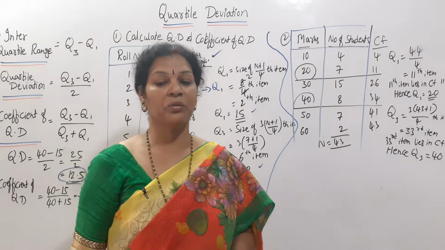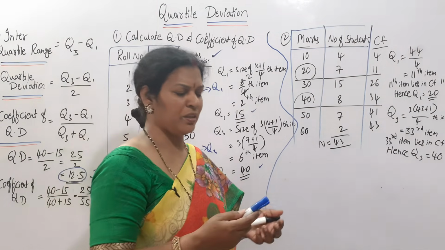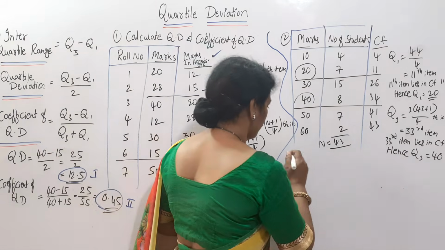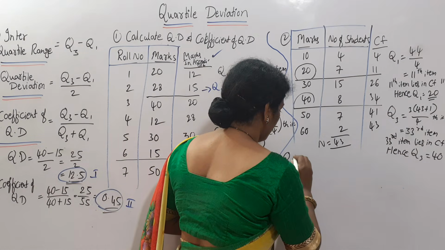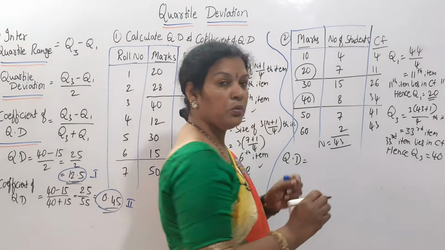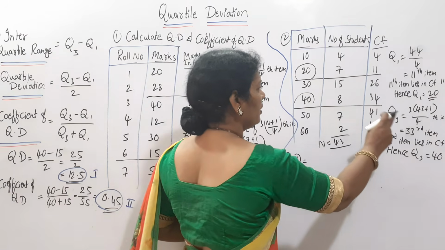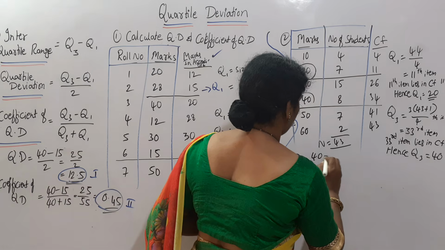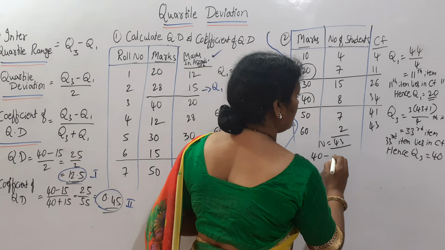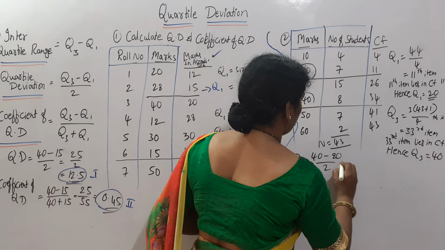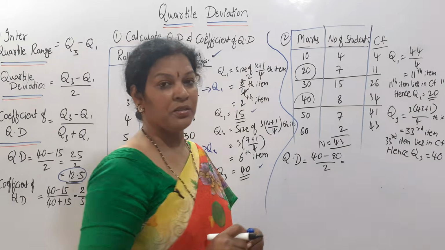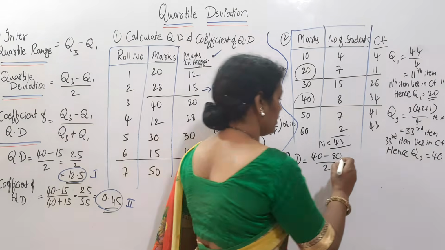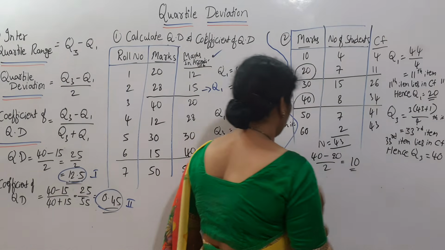When we got Q1, Q3, then let us go for quartile deviation. So, quartile deviation is equal to Q3 minus Q1 by 2. Okay. Q3 is here 40. Q3 minus Q1. Q1 is 20, by 2. 40 minus 20 is 20. 20 by 2, 10. 10 is the quartile deviation.